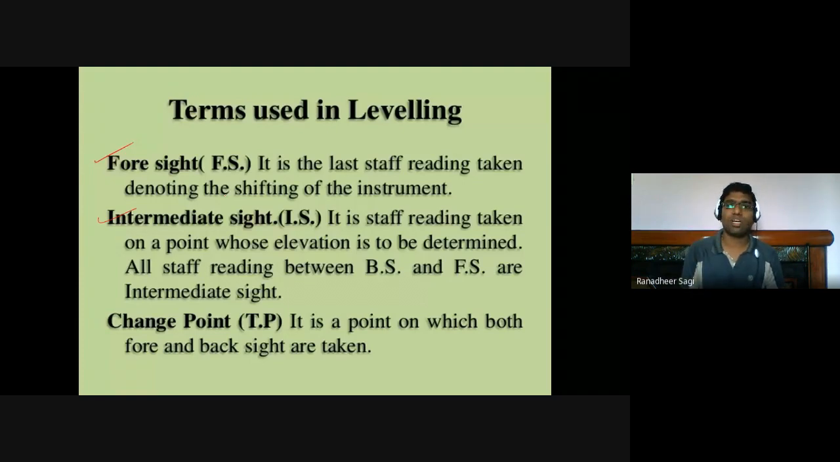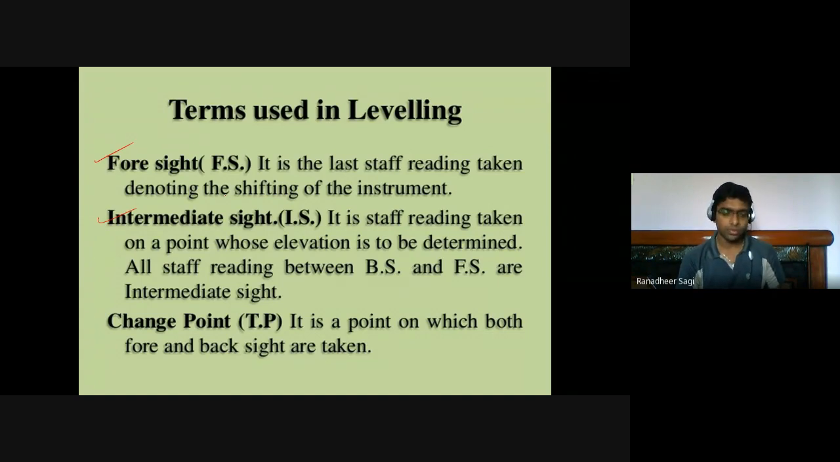The last reading you take with the position of that particular instrument station, before it is shifted to some new position, is what is called the foresight. And all the other readings which are taken in between at different points are called your intermediate sight values.